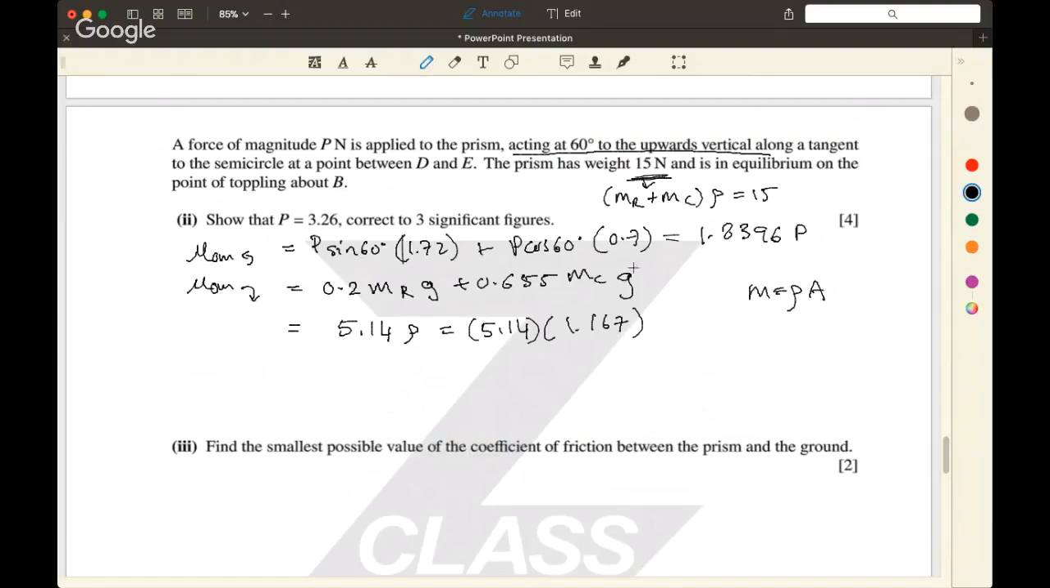Now I can equate these two things. And if I solve for p, I get p is 5.14 times 1.167 divided by 1.8396, which is 3.26 newtons.